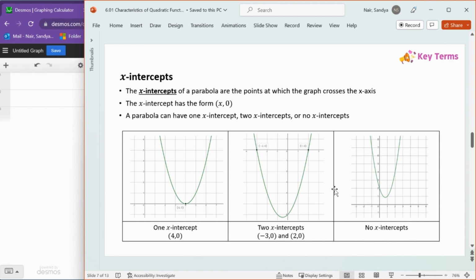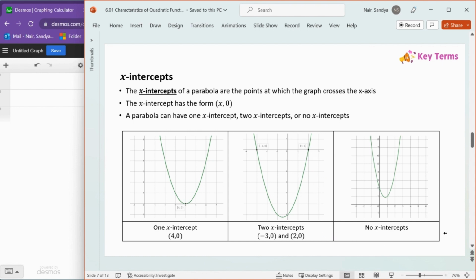So we also have x-intercepts of a parabola, and those are the points at which the graph crosses the x-axis. At the x-intercept, the y value will be 0, so x-intercepts will have the form (x, 0). And so we have three different possibilities when we're talking about x-intercepts of parabolas. Some parabolas have one x-intercept, like this first image here. You can see it has an x-intercept at (4, 0), which also happens to be the vertex. Some parabolas have two x-intercepts. So like this parabola here, you can see crosses the x-axis at (-3, 0) and (2, 0).